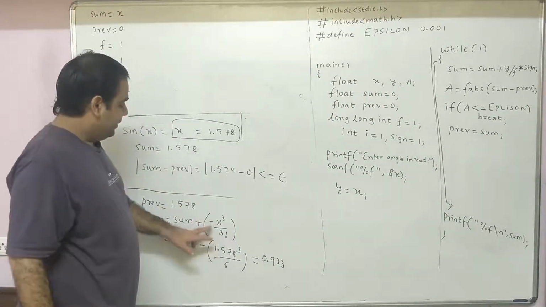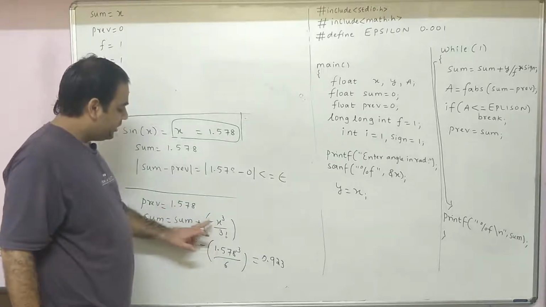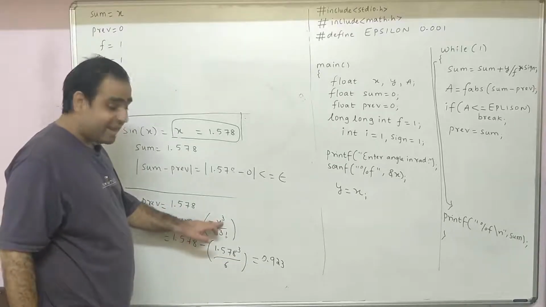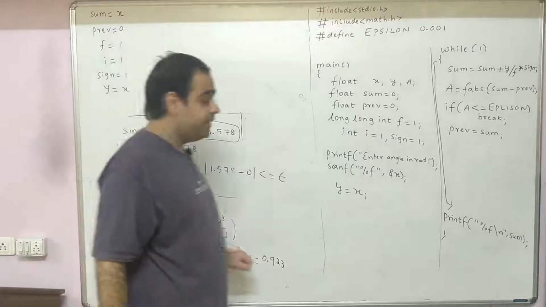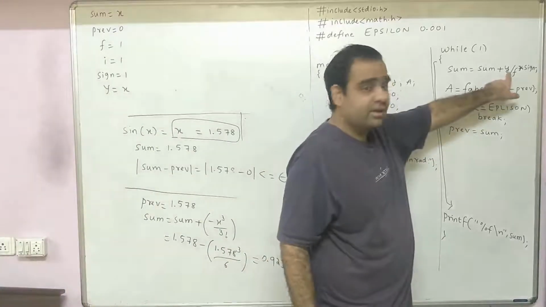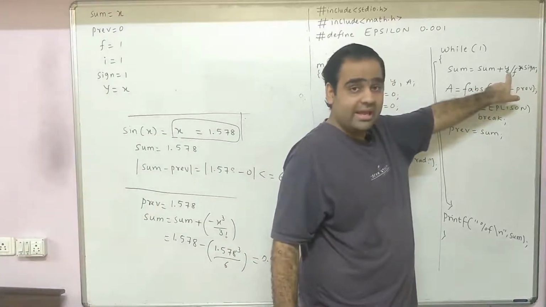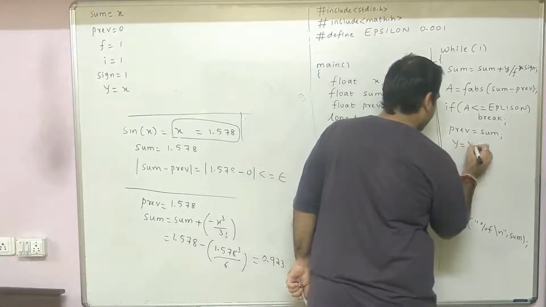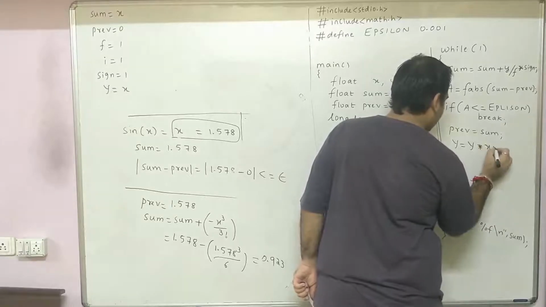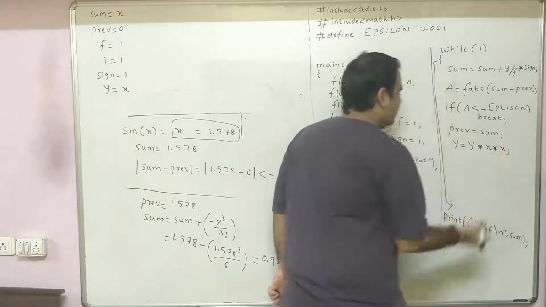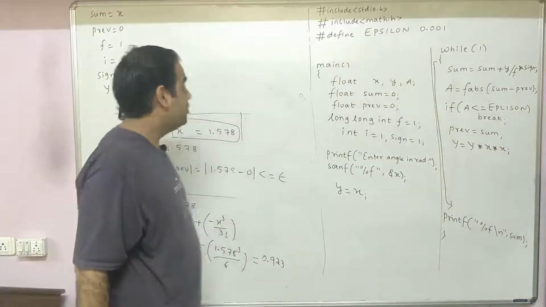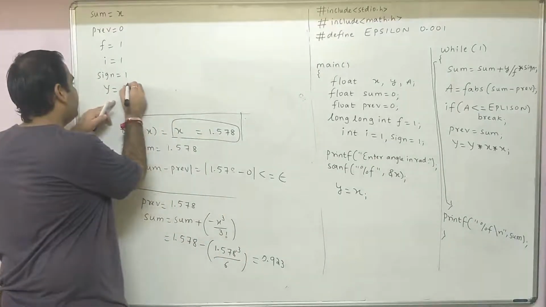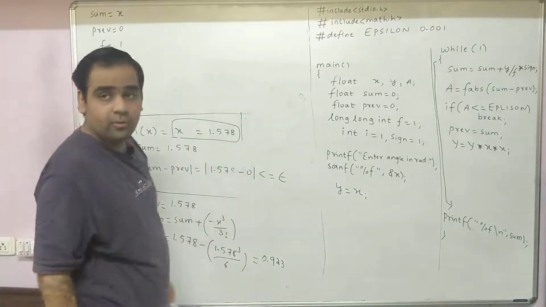Now, after we say previous equal to sum, what should be numerator? X cube. Numerator should be x cube. And what is numerator over here? It is y. Y is x. Now it should become x cube. And how do we make y as x cube? Y is equal to y into x into x. Now y is x into x into x, which is nothing but x cube.